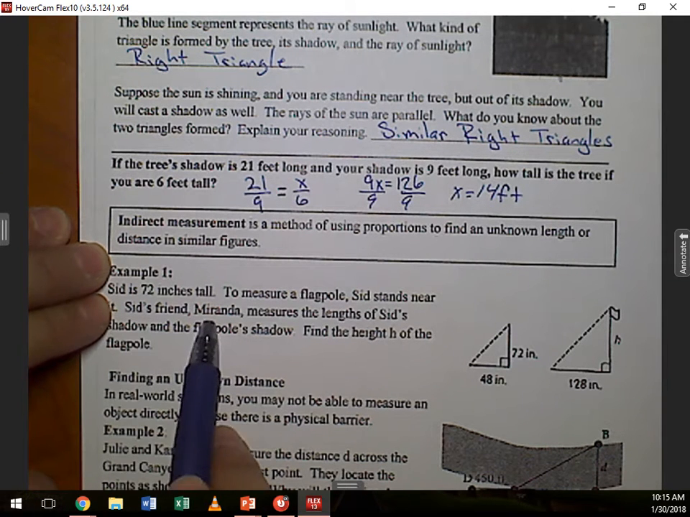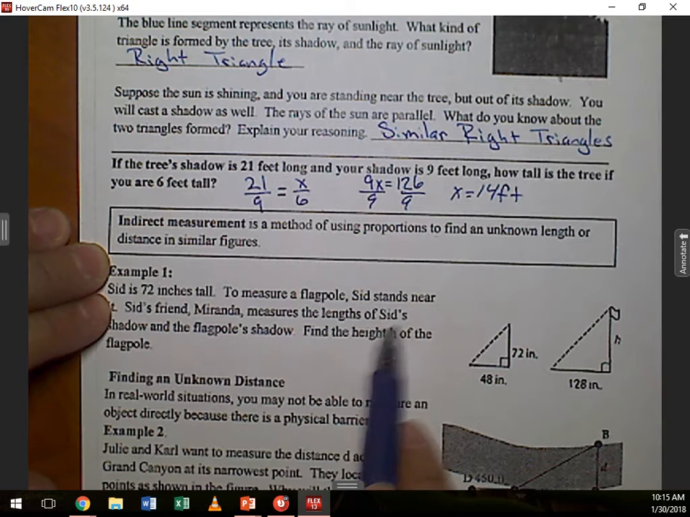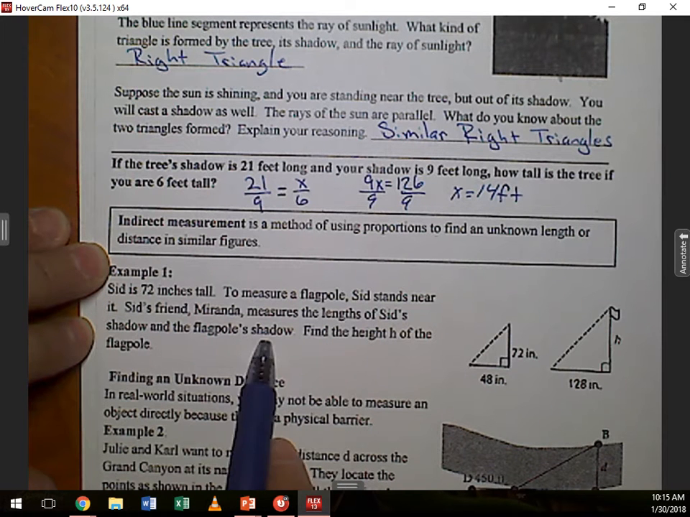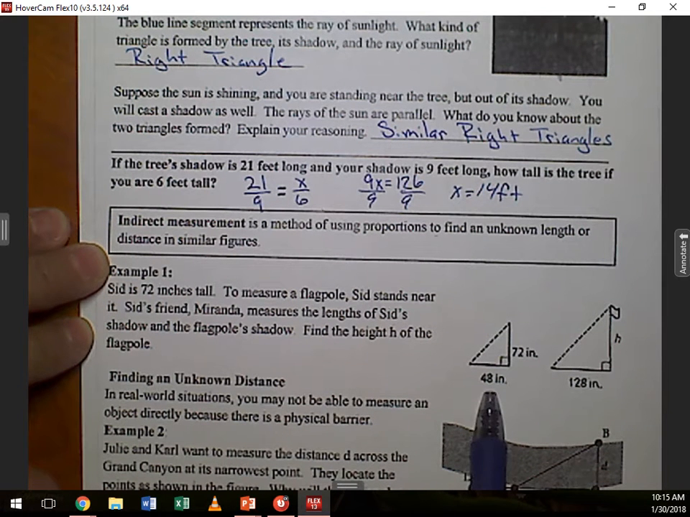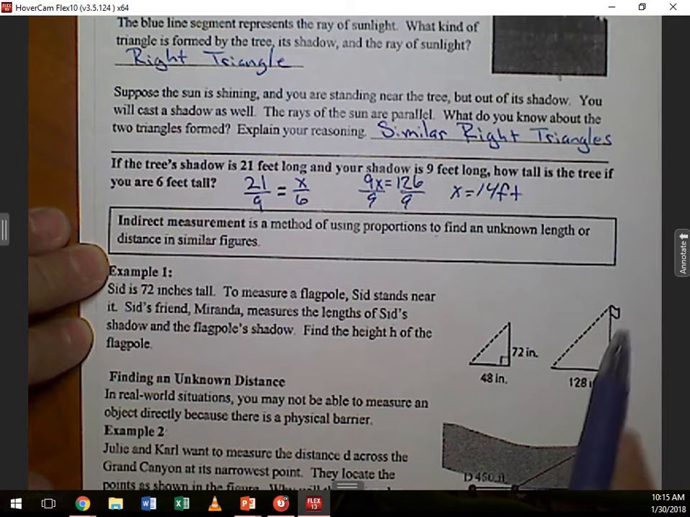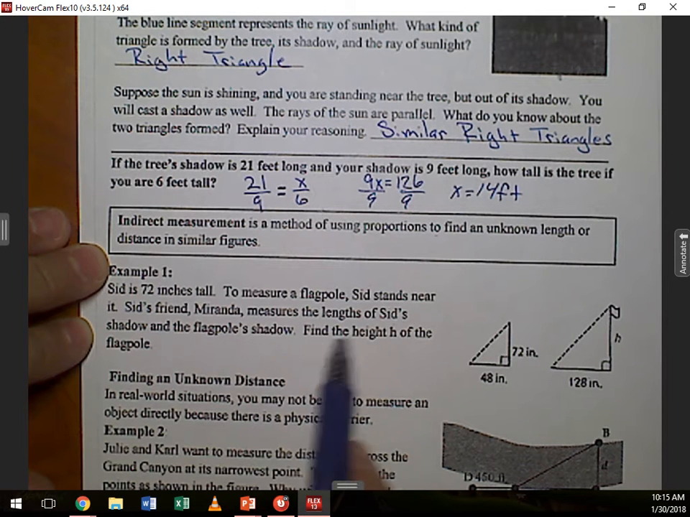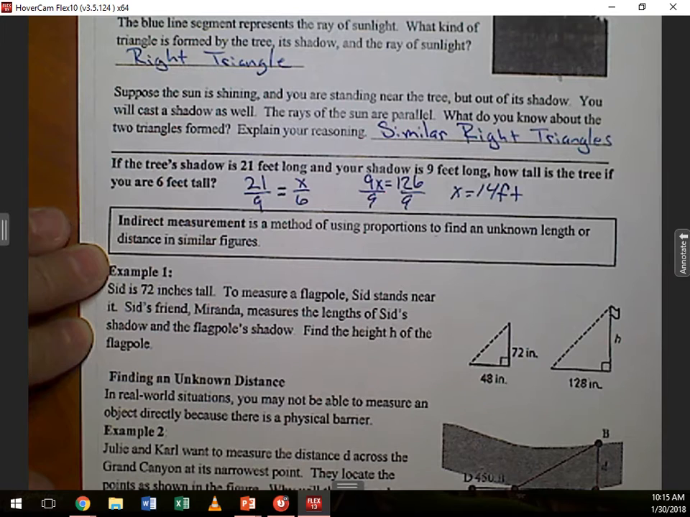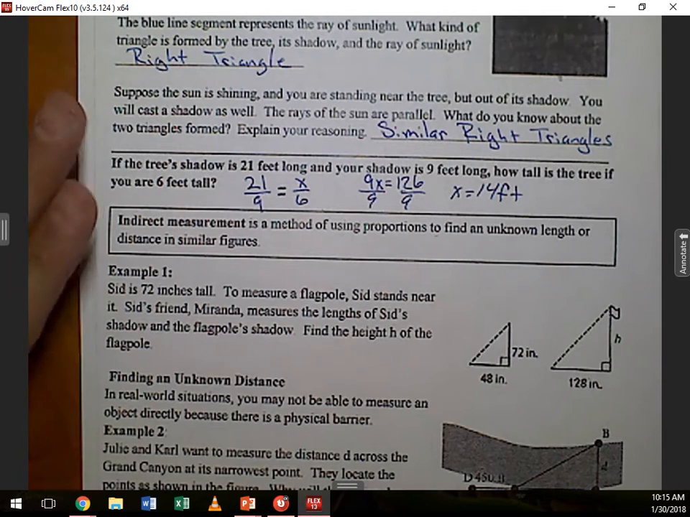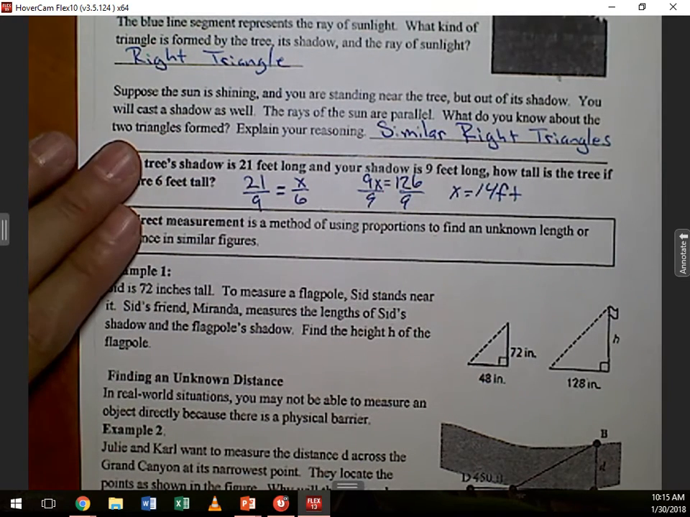Sid's friend Miranda measures the length of Sid's shadow and the flagpole shadow: 48 inches and 128 inches. So they're the same units here. Find the height h of the flagpole. So how would I set up this problem? Start with what I know. What do I know?